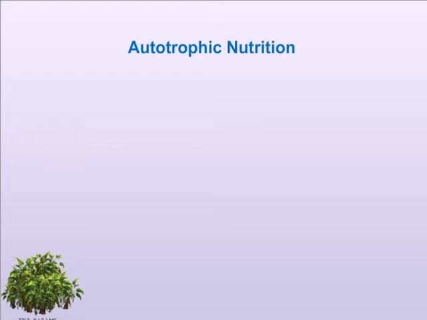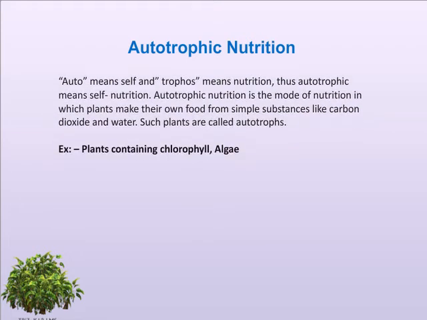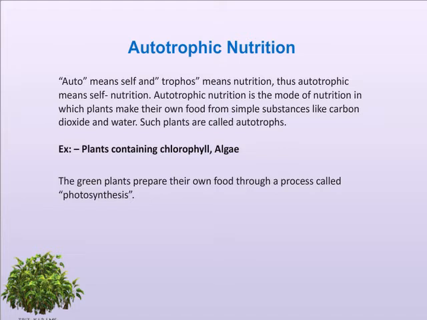Autotrophic nutrition. Auto means self and trophos means nutrition. Thus, autotrophic means self-nutrition. Autotrophic nutrition is the mode of nutrition in which plants make their own food from simple substances like carbon dioxide and water. Such plants are called autotrophs. Example, plants containing chlorophyll, algae. The green plants prepare their own food through a process called photosynthesis.